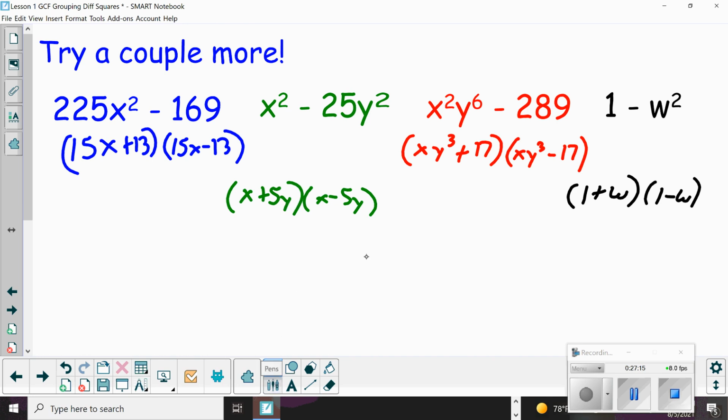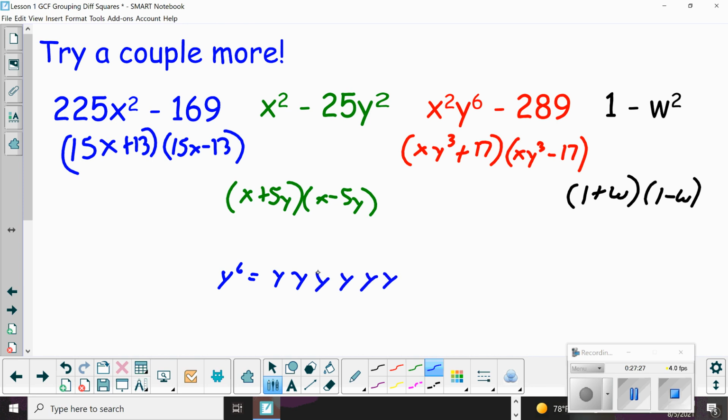The other one I wanted to mention is this one here, the y to the 6th. The square root of y to the 6th is y cubed. Remember, if you've got y to the 6th, that's the same thing as y cubed times y cubed. So the square root of y to the 6th is y cubed. Got to remember your exponent rules from Algebra 1. And you supposedly did do exponent rules. Okay, over here, 1 is a perfect square. w is your variable. It's okay to have it second.